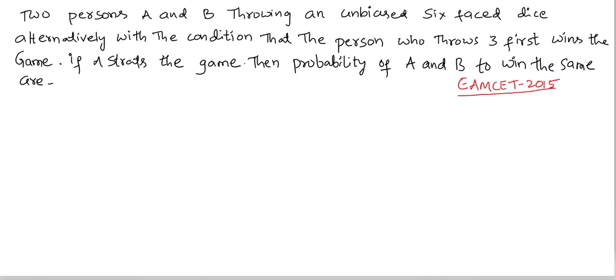Two persons A and B throwing an unbiased 6-faced dice alternatively with the condition that the person who throws 3 first wins the game. If A starts the game, then probability of A and B to win the game are dash. MSET 2015 question. Here the first who throws 3 wins the game. So success P is equal to 1 by 6, and Q is equal to 1 minus 1 by 6, that is equal to 5 by 6.